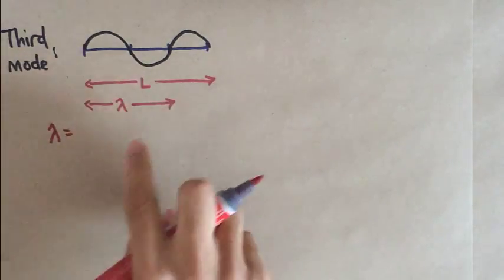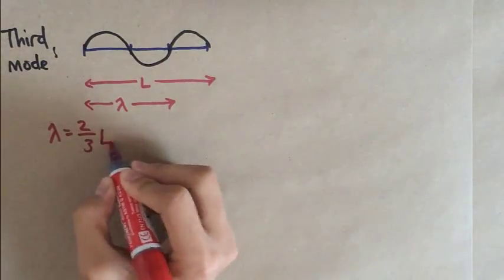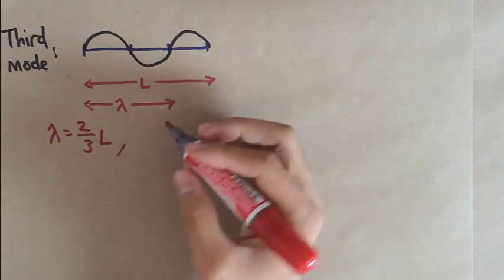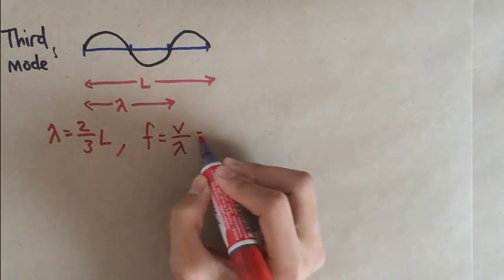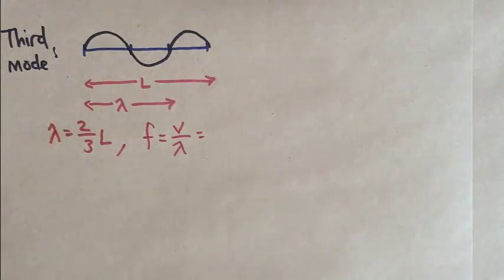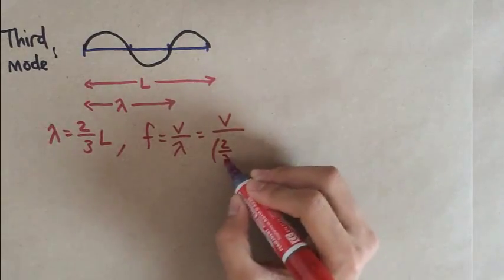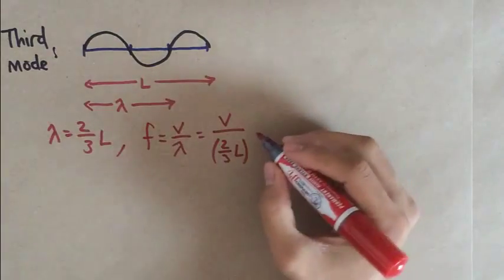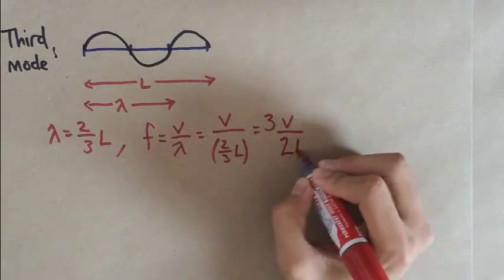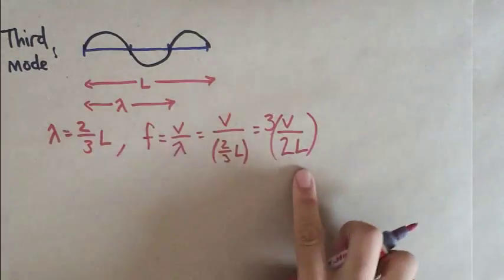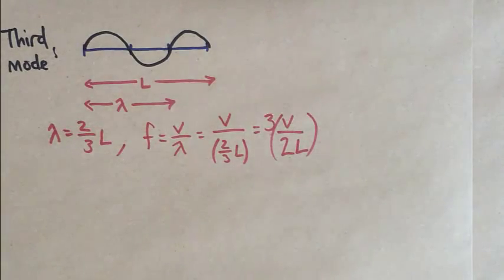Lambda, if you measure it, is going to be 2/3 of L. If you look carefully enough, you would just realize that. And so the frequency, using the old equation, v over lambda, then v over 2/3 L. If you play around with your fractions, you would get 3v over 2L, and that is actually 3 times the frequency of the original. The frequency of the third mode is 3 times the original frequency.